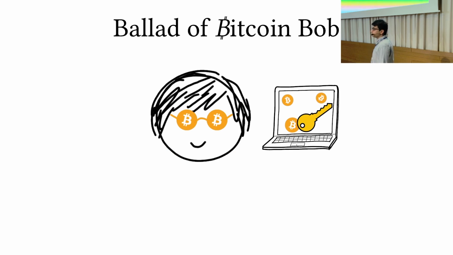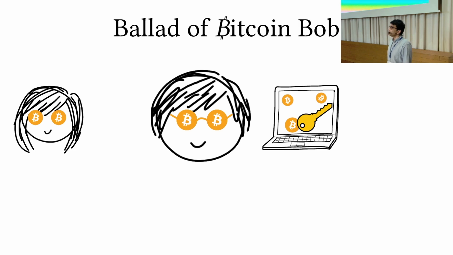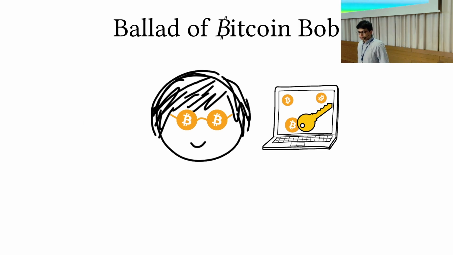So let's consider the situation of our friend Bitcoin Bob. Bitcoin Bob, as the name suggests, has a bunch of Bitcoin on his laptop. The way he uses this is that when he wants to send some money to his friend Alice, he pushes a button on the laptop, uses his key, which is stored on the laptop, to produce a signature. He attaches his signature to the relevant message, and he's able to send money to his friend Alice.